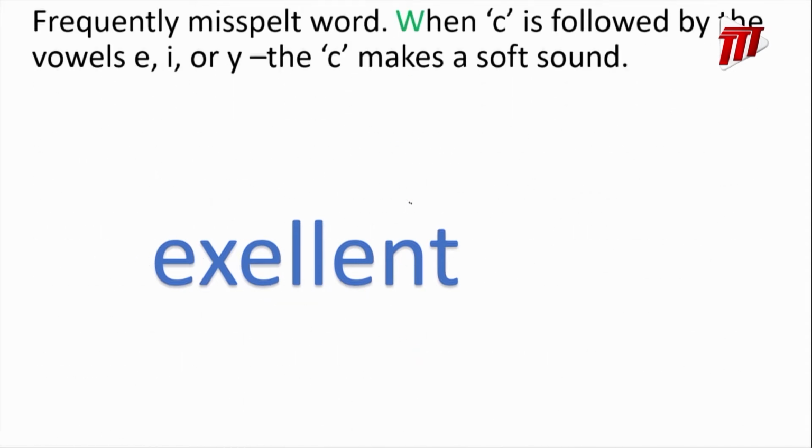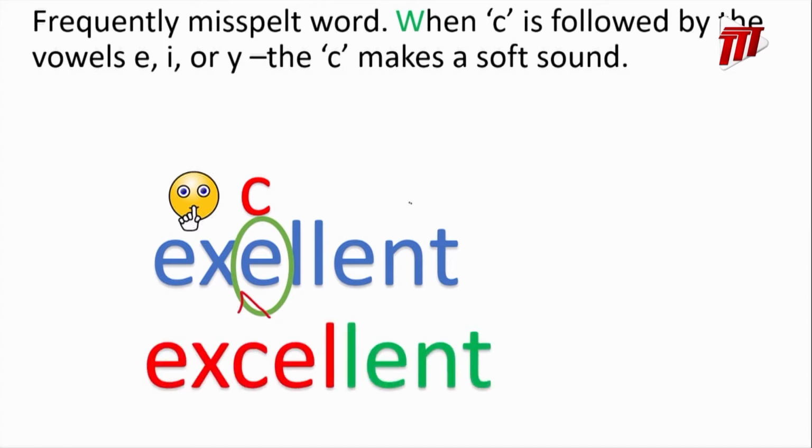Excellent, say the word. It is a frequently misspelled word. When C is followed by the vowels E, I, or Y, the C makes a soft sound. So what was missing was a C. So it's E-X-C-E-L-L-E-N-T. And when you say the word too, you know what letter is missing and you can figure out what's missing as well. So you can say it in your mind when you're doing the paper. E-X-C-E-L-L-E-N-T. You figured it out?